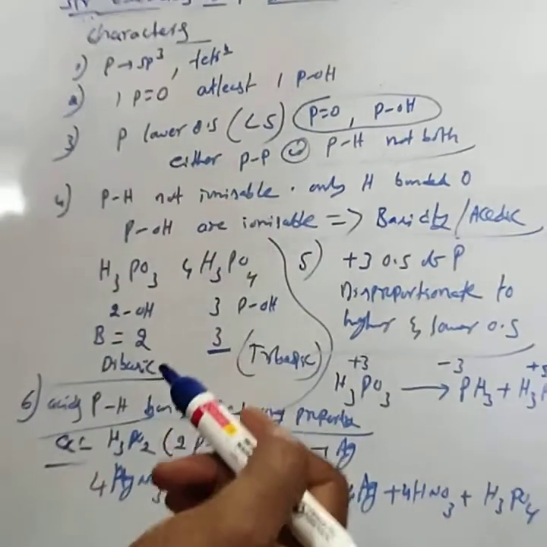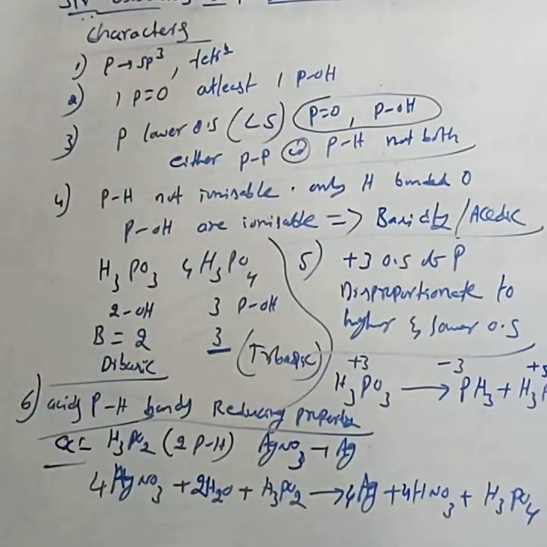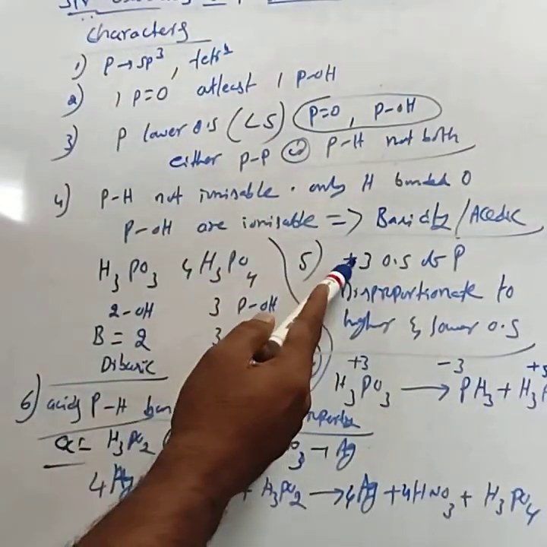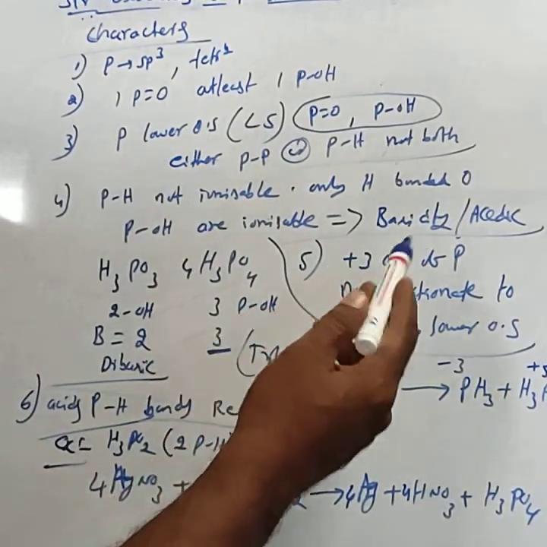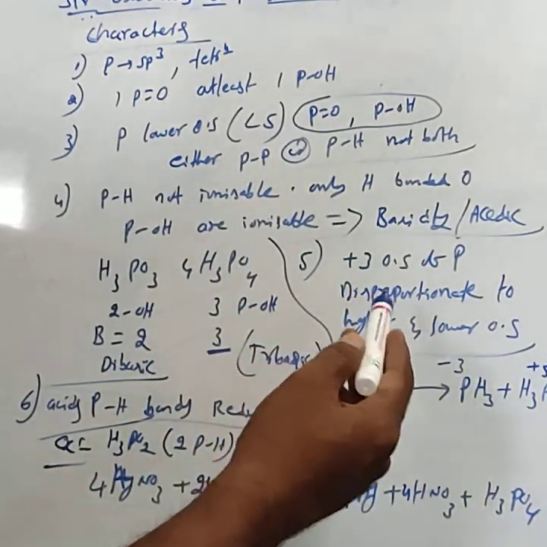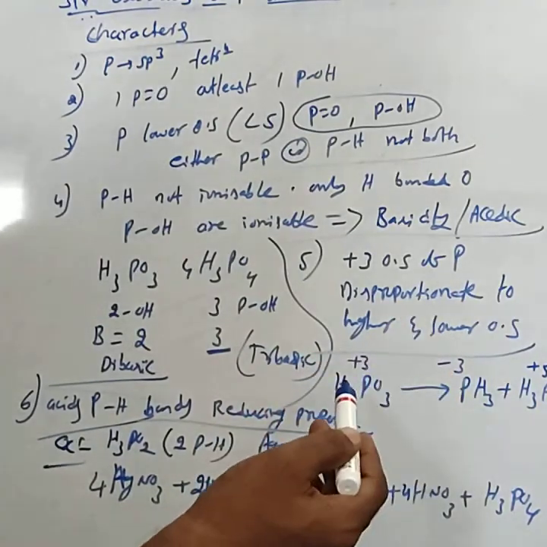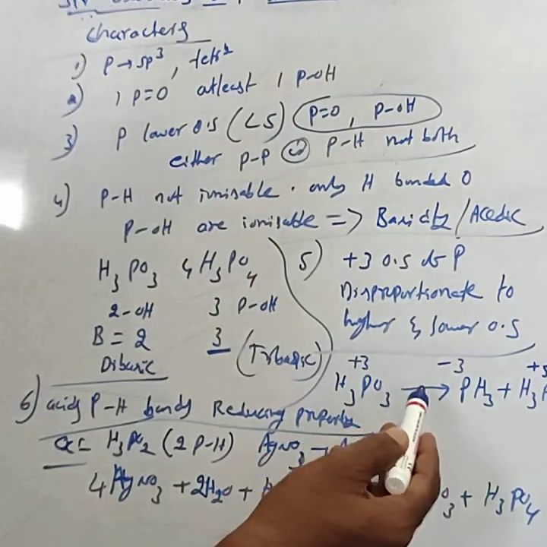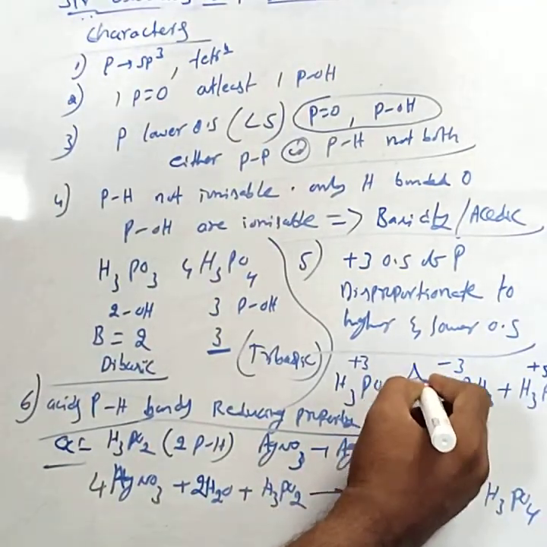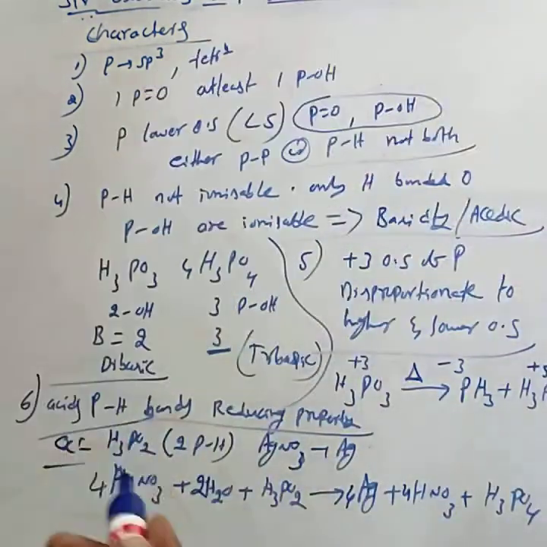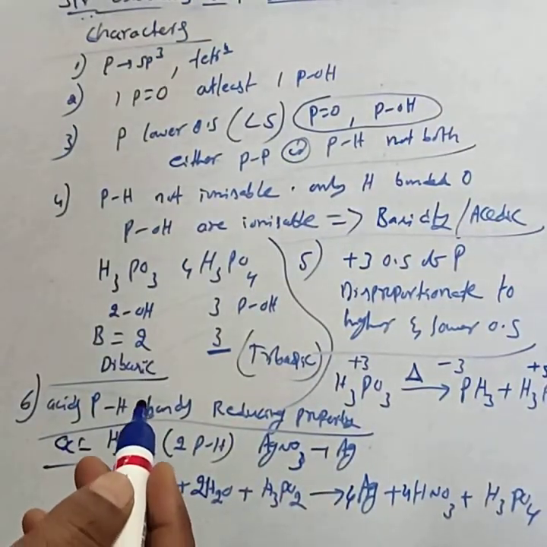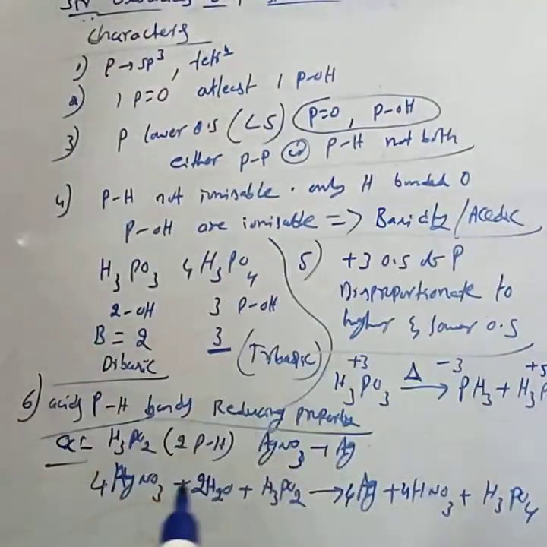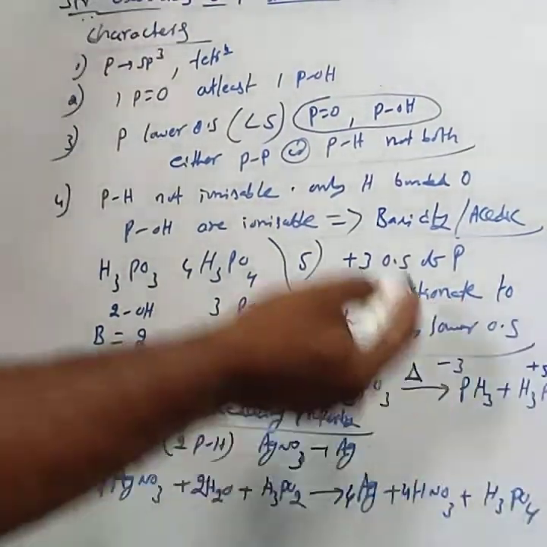This is about some characters of the oxoacids of phosphorus. These characters are also important. The oxoacids in the +3 oxidation state of phosphorus disproportionate to higher and lower oxidation states. When H3PO3 is heated, you can write that it disproportionates into PH3 and H3PO4. Remember this one also.